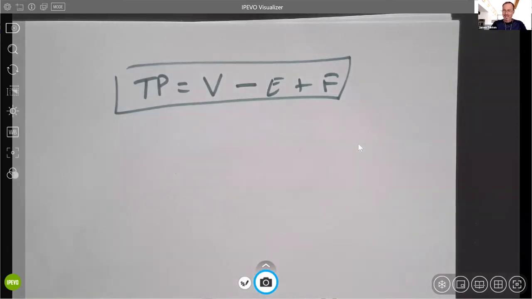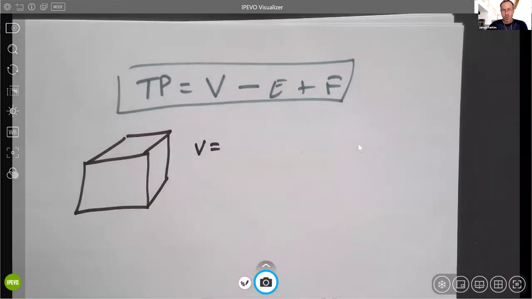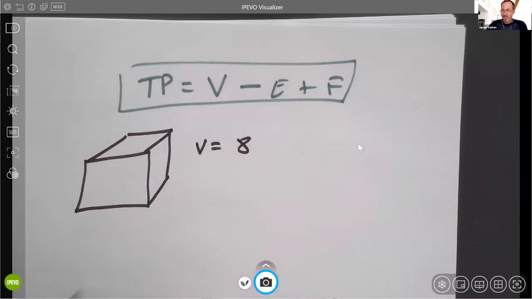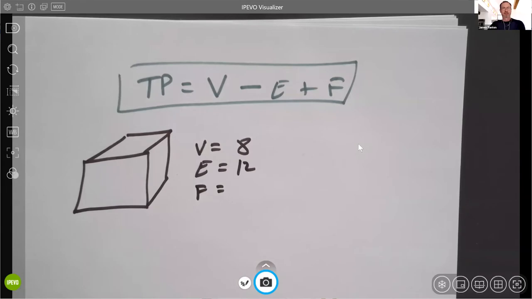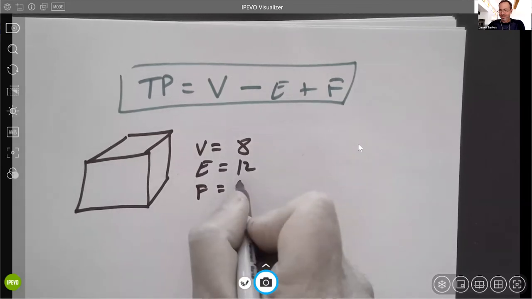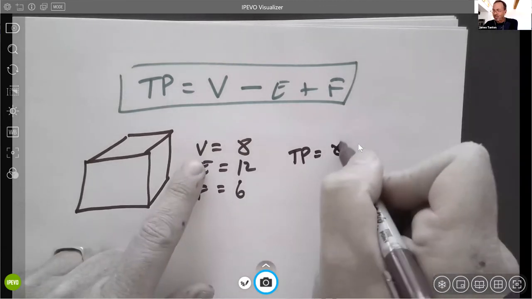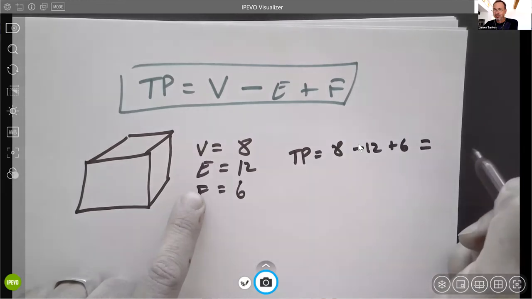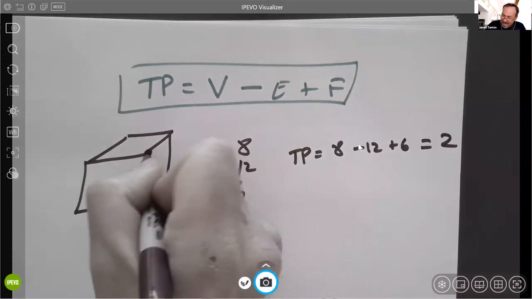That's shocking. Let me check it. For the cube, we had vertices, corners, 1, 2, 3, 4, 5, 6, 7, 8 of them. Edges, how many edges do we have? Twelve, thank you. How many faces do we have of any type? Is it six? Okay, excellent. So the total pointiness is apparently 8 minus 12 plus 6. Please be 2. Is it 2? Yes. It's 2. All the pointiness adds up to 2.